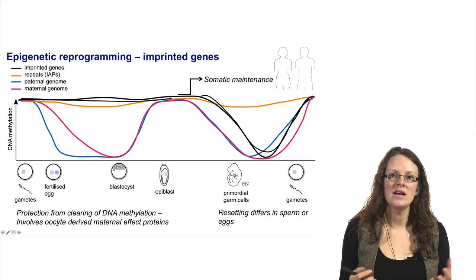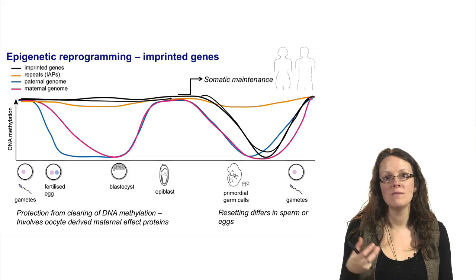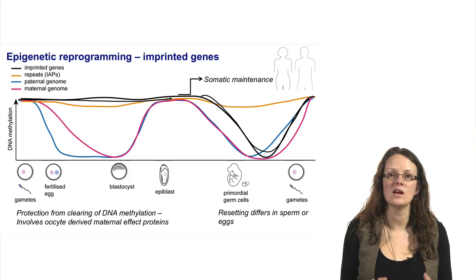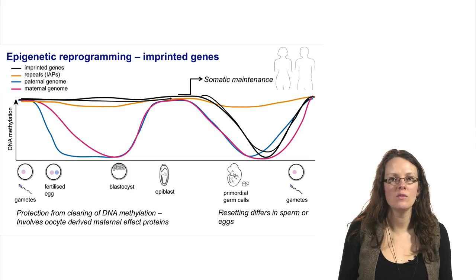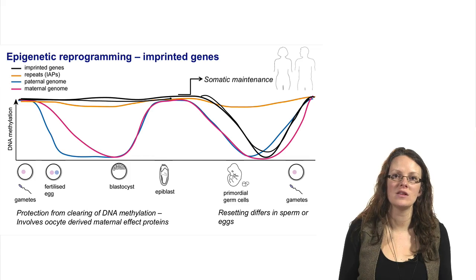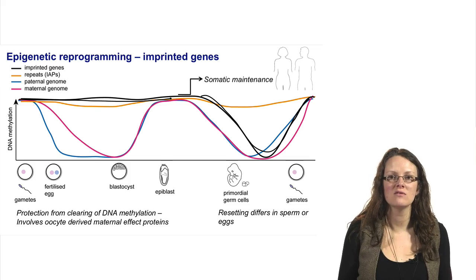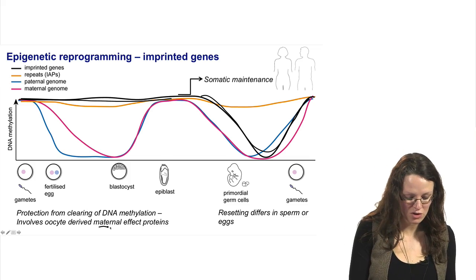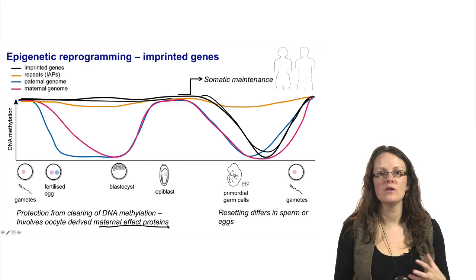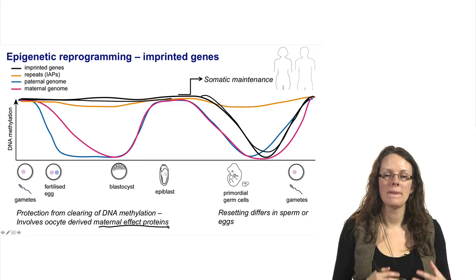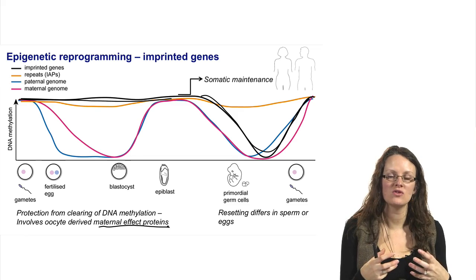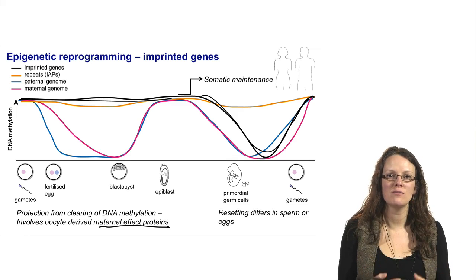Since they're maintained, they'll remain maternal or paternal, whatever was set up in the egg or the sperm. For a long time we didn't know how they would escape the reprogramming that happens in early development. But we now understand this involves maternally derived, or oocyte-derived, maternal effect proteins. These are proteins expressed in the egg that seem to bind to these imprint control regions and protect them from the very widespread demethylation that's happening during this time period.